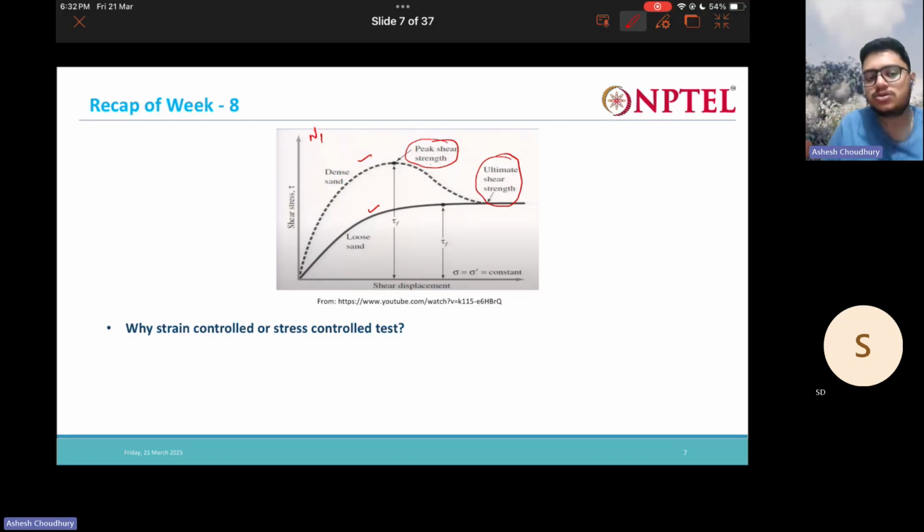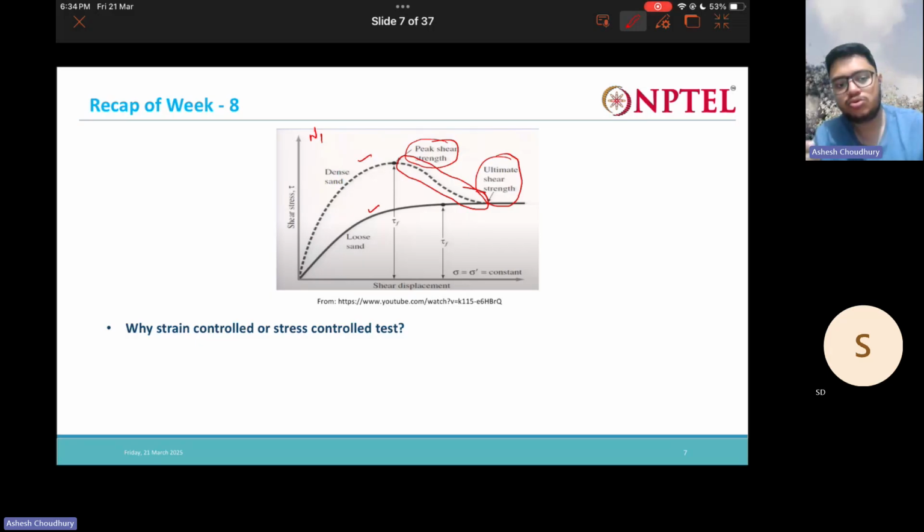So generally strain control test is preferred because if you want to attain this part of the curve, then we have to go for strain control test. Generally, what happens if we go for stress control test is that as soon as we get the peak strength, the material fails completely and we are not able to get this other part, the residual part. But if you go for strain control test, you are able to get this later part. So that's why we generally prefer strain control.